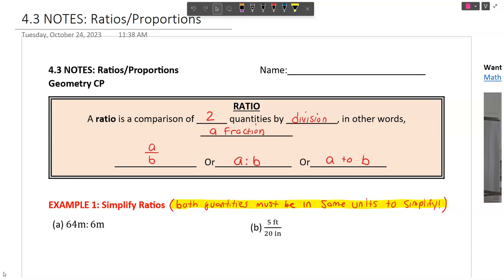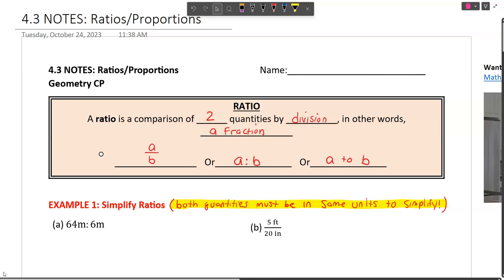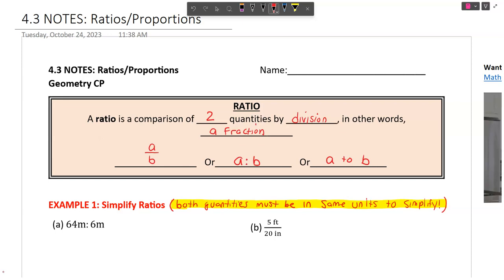Let's start with our first term here, and that is the word ratio. A ratio is a comparison of two quantities, and we use division to separate those quantities. In other words, it's a fraction, and each value of the fraction is one quantity that we're comparing to another. There are three ways that we represent ratios. The first is a traditional fraction, as you may be familiar with here. The second is using this colon symbol to separate the two quantities from one another. And lastly, sometimes the word "to" is used. All of this means the same thing.